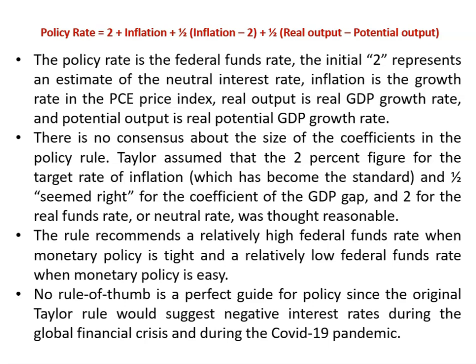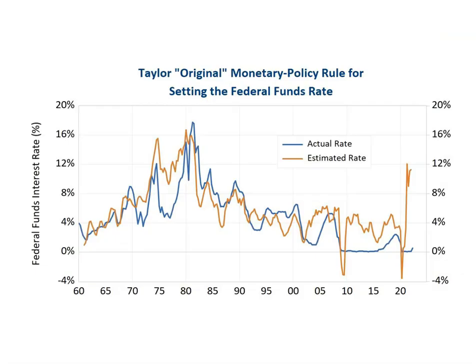No rule of thumb is a perfect guide for policy, since the original Taylor rule would suggest negative interest rates during the global financial crisis, and during the COVID-19 pandemic. The original Taylor rule is shown here with the actual federal funds rate. Notice, as previously said, it is not perfect and even would have suggested negative interest rates in the aftermath of the 2008 recession and the 2020 pandemic-induced recession.